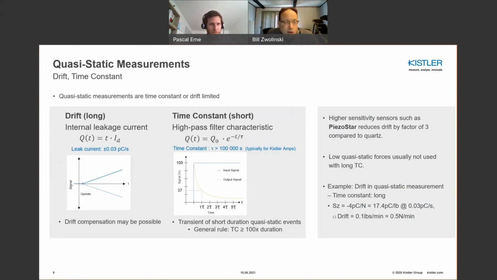Like I mentioned, with very low forces in quasi-static, typically you don't do it, but there are reasons and rationale behind when you can. Certainly consult your favorite application engineer to brainstorm on that. Roughly, if you're doing force measurement, the drift on a traditional quartz sensor would be on the order of 1/10 of a pound per minute, or 1/2 a Newton per minute. If you're using PiezoStar, it's going to be 1/3 of that. So it's quite low indeed.